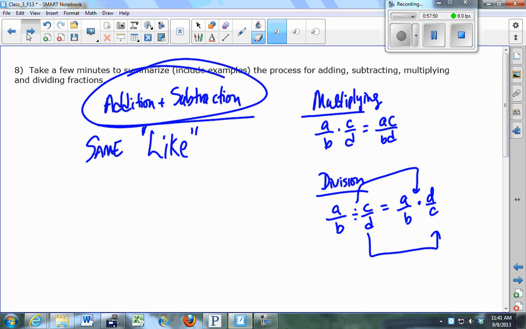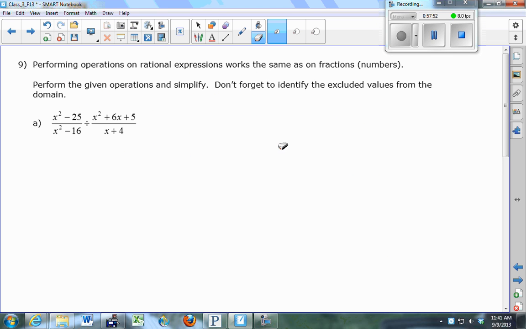All right, so let's see how we add and subtract these monsters. They look really scary, but they're not. So don't forget to identify the excluded values from the domain. So on that first fraction there, what numbers would I exclude? How many do you think I can get out of that first domain? How many excluded values? Just this first one right here.